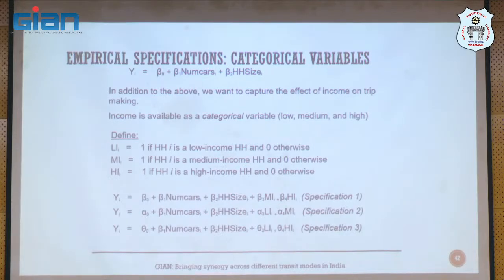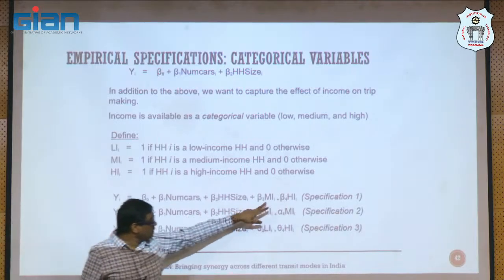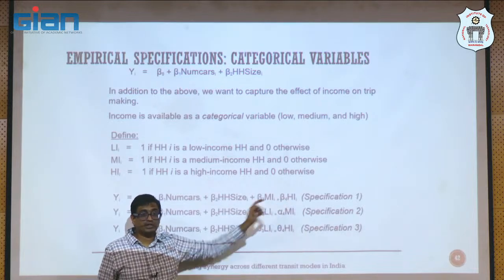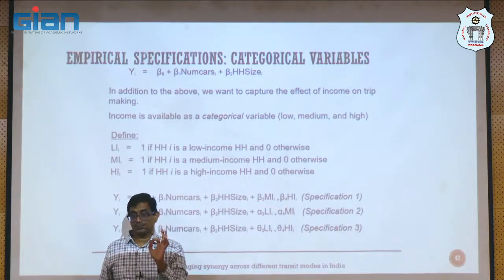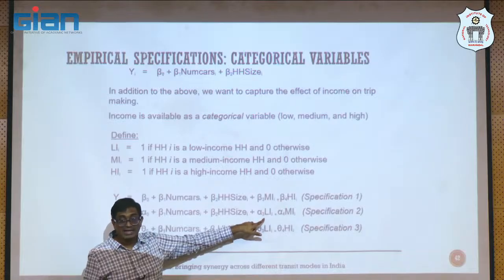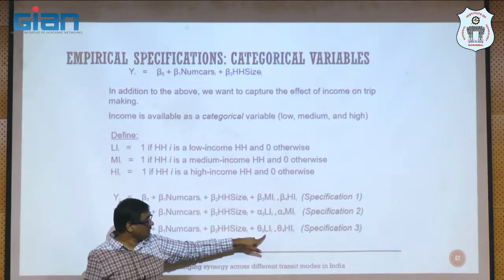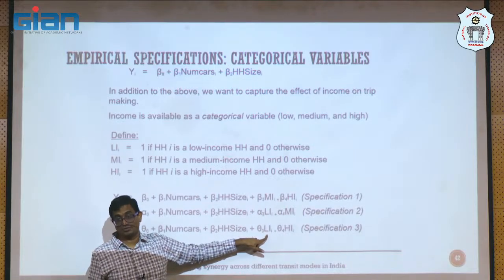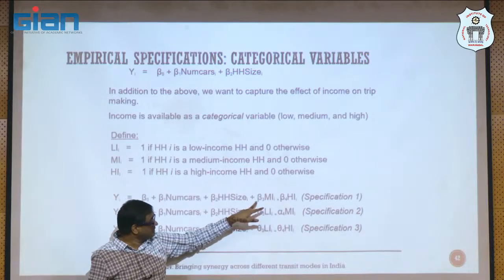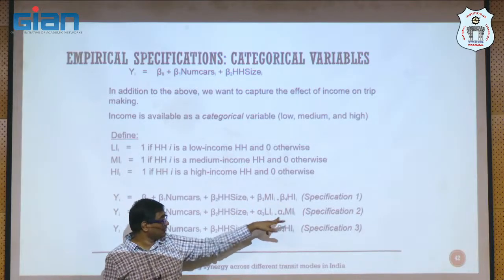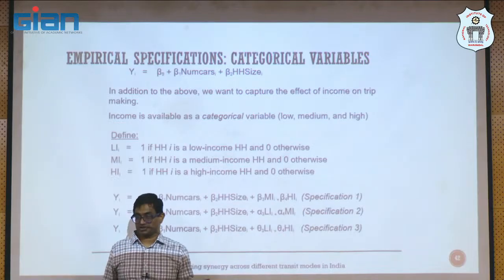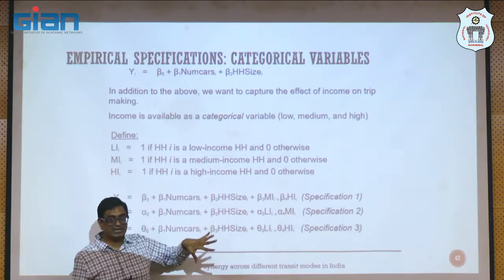Not necessarily. The coefficients will change, right? Because you have medium income and high income here, which means low income takes the value of 0. In this one, high income takes the value of 0. In this one, medium income takes the value of 0. Okay, so based on that, the coefficients beta 3, beta 4, alpha 3, alpha 4 will change. Okay, there will be a defined relationship.